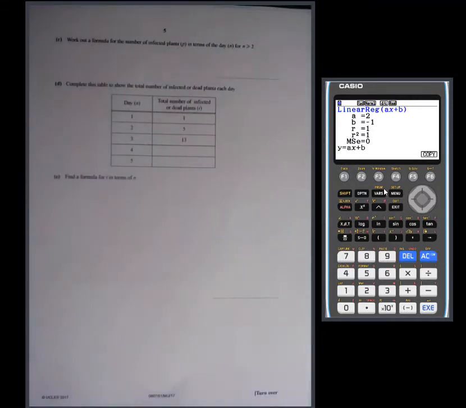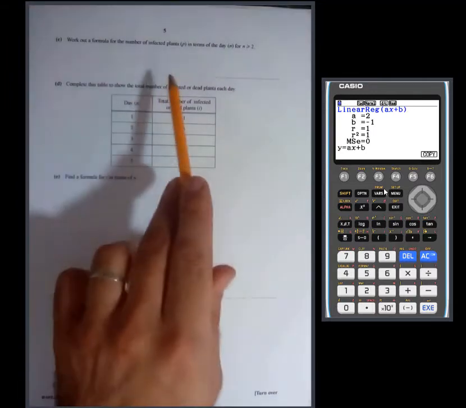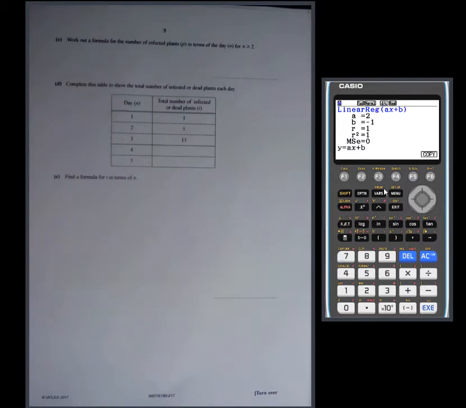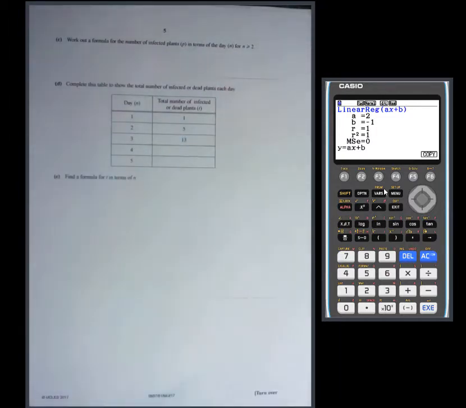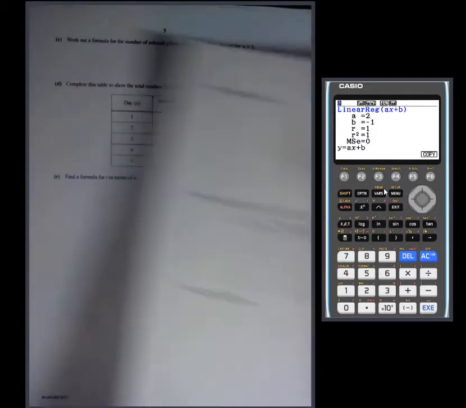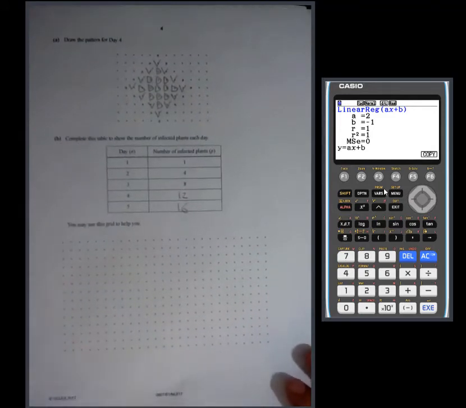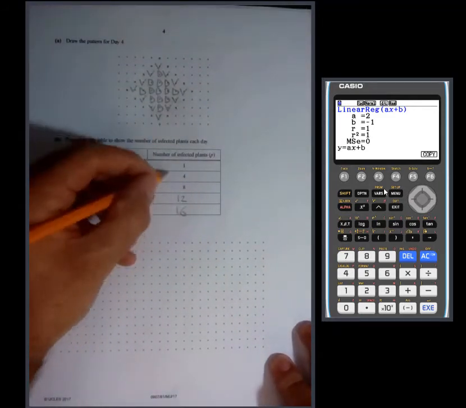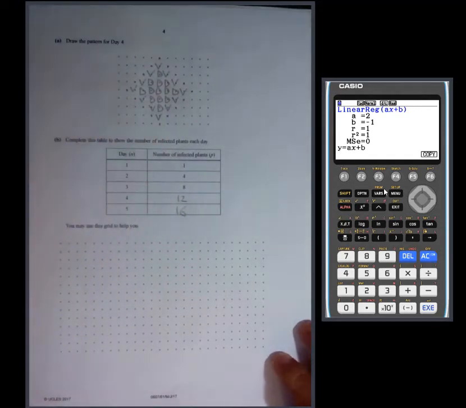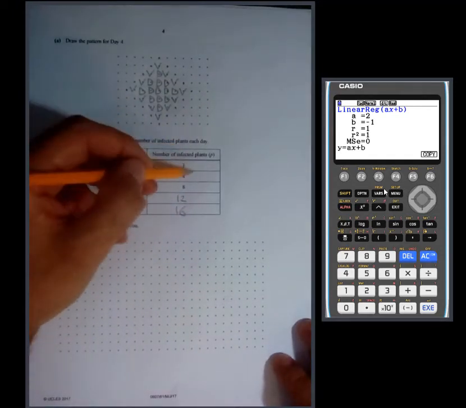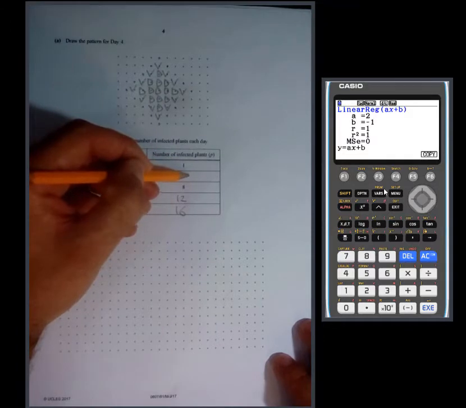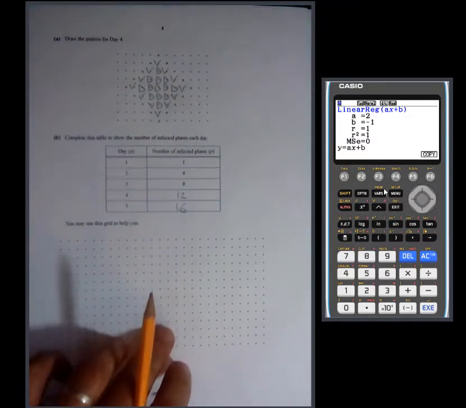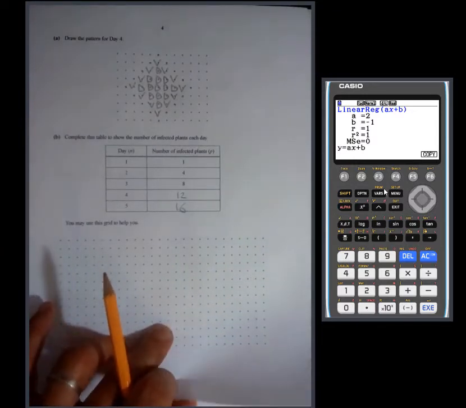Right, what is next? Work out a formula for the number of infected plants P in terms of n for n is greater than or equal to 2. So that is interesting because if we're only interested in n is greater than or equal to 2, as in this bit here, because it doesn't really work from the first day, you add 3 here, but from then on it's plus 4, plus 4, plus 4. So that's why it does seem to be a nice pattern from day 2 onwards.